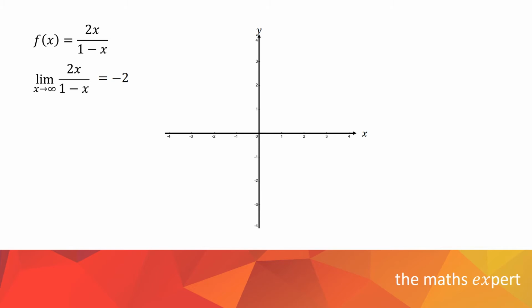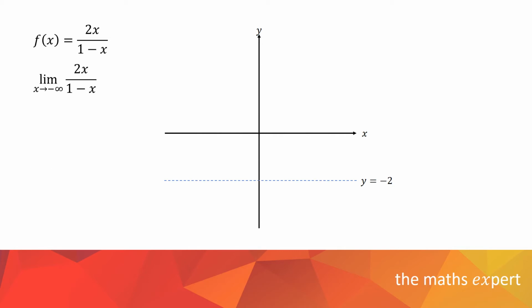To formalise this, we can think about manipulating this fraction by dividing the numerator and denominator by x. Here we can see that 1 over x will get increasingly close to 0 as x tends to infinity, giving us the same result. Therefore, y equals minus 2 is the horizontal asymptote.